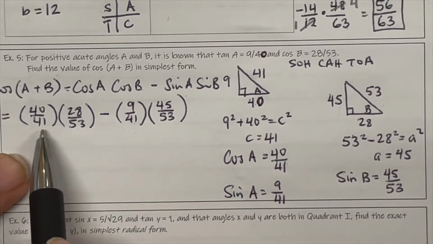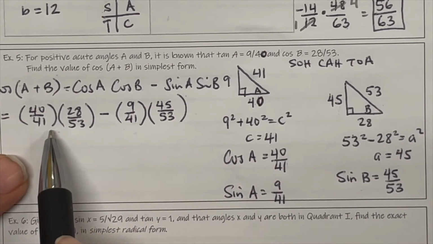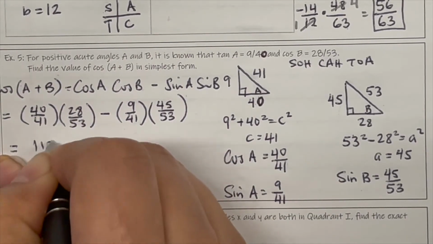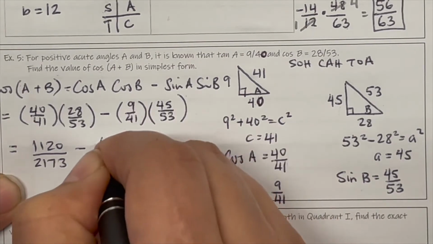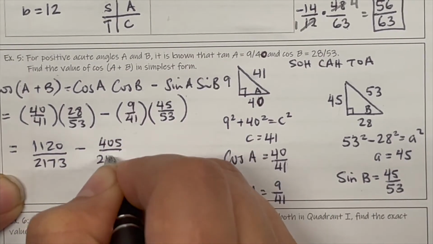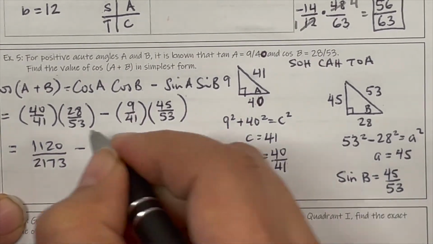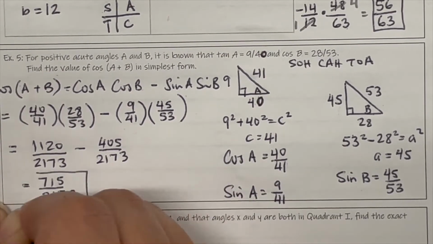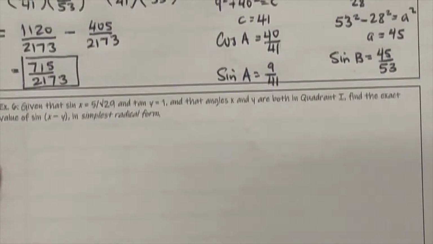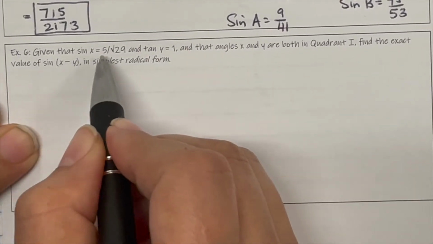Then we're going to go ahead and multiply these fractions. And you just put that in a calculator. It'll be multiply numerators 1120, multiply denominator 2173. Same thing on the second part, multiply numerators 405, the denominator 2173. Because the denominator is the same, we can go ahead and subtract the numerator and keep the denominator. The numbers are going to get a little funky, but don't worry, they're still right.